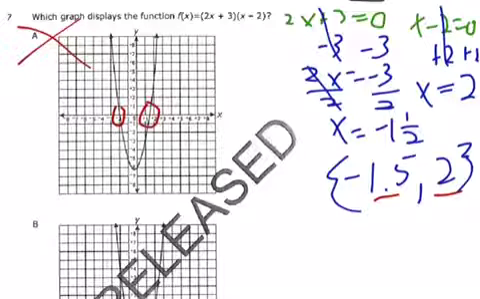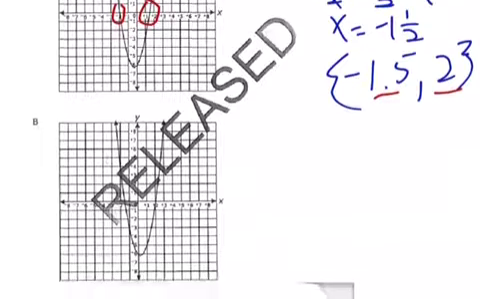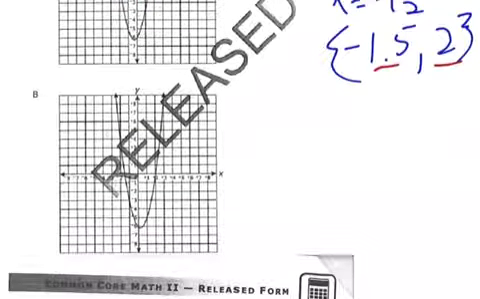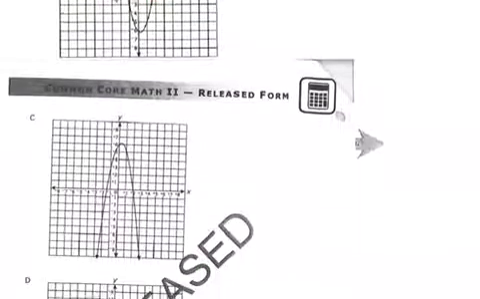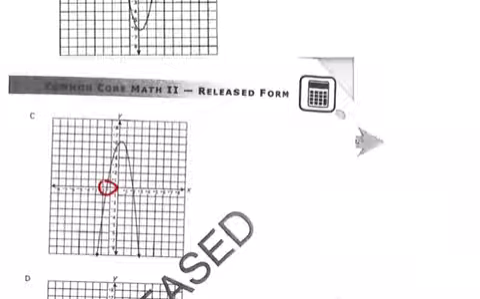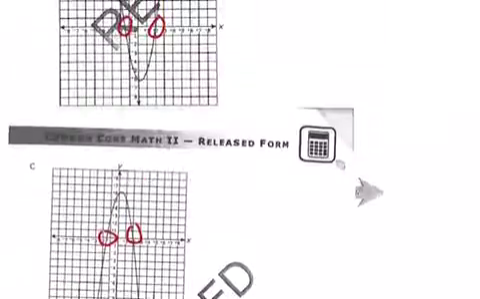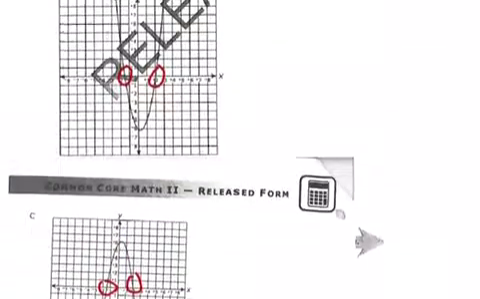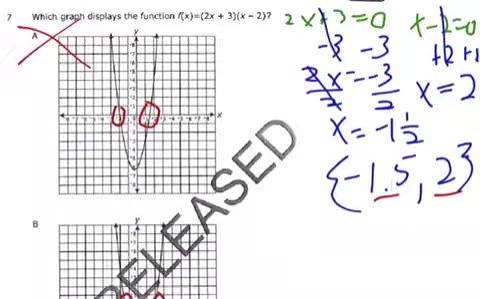Let's see if there's any more I can eliminate just from doing the x-intercepts. So negative 1.5, that one's good. 2, that one's good. Let me move on. So negative 1.5, that's good. 2, that's good. Look at D. That one's wrong. It's negative 2 and 1.5, so it can't be D. So I've already eliminated 2 answer choices just by looking at the x-intercepts. And I haven't even used my calculator, which I'm allowed to use.